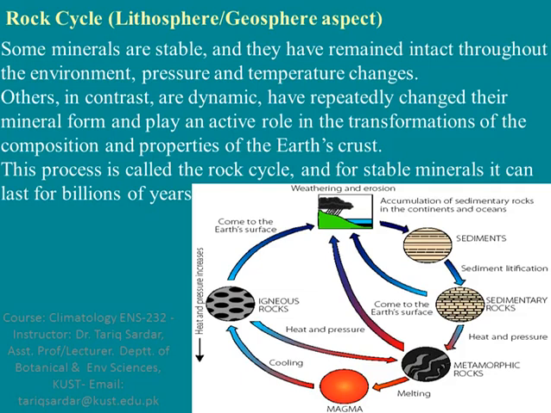The minerals play an active role in transforming the composition, which determines what kind of rock it is, and the properties of the earth's crust, and ultimately the geosphere or lithosphere. This process is the rock cycle. You can observe many rocks around you, like metamorphic, sedimentary and igneous. Stable minerals can last for many years. It can take billions of years; it is also dynamic, but those dynamics can't be observed as easily.